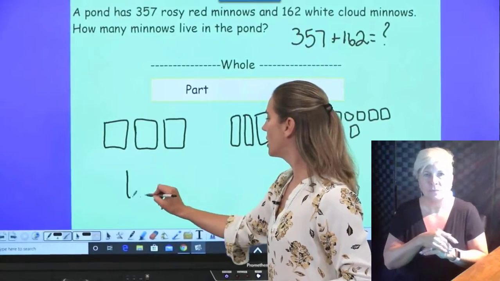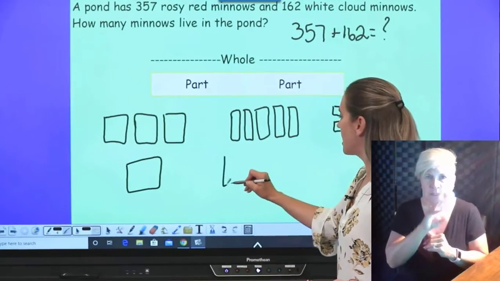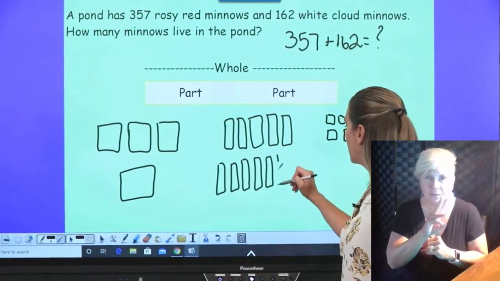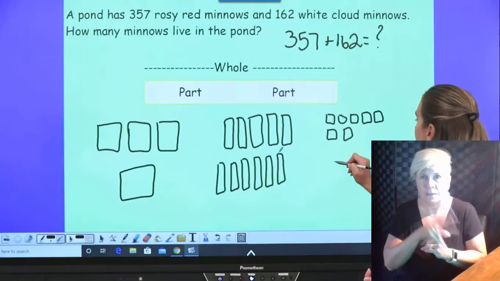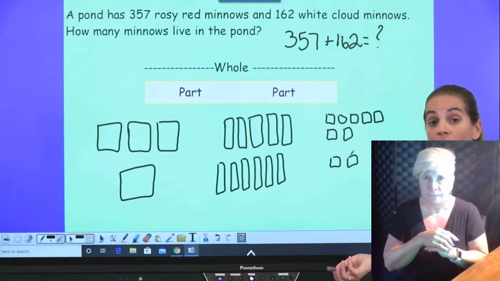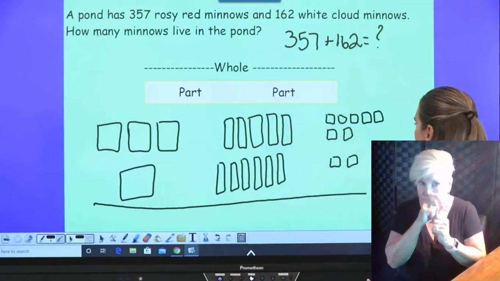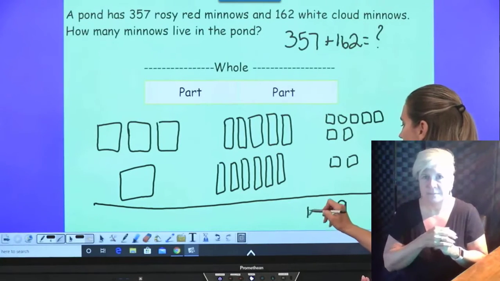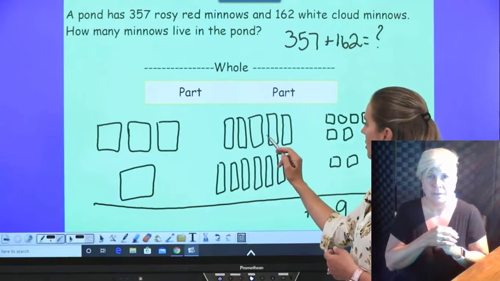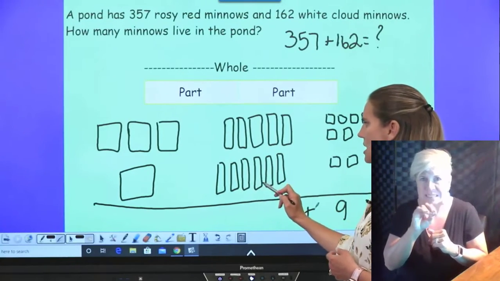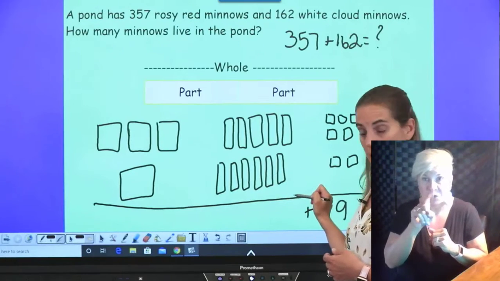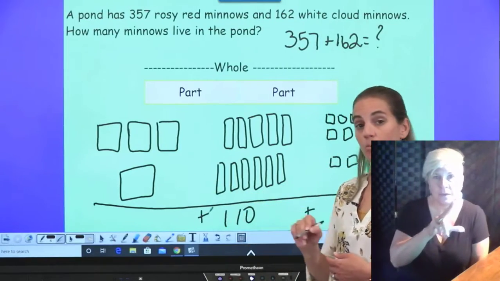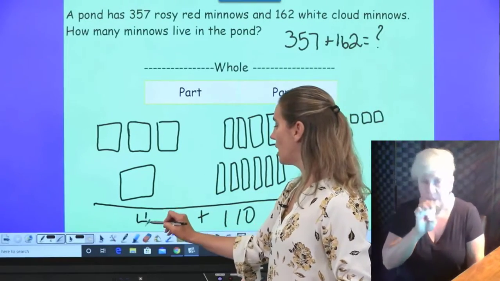Now I need to represent 162. All right, here's 100. And I'm going to do 6 tens. 1, 2, 3, 4, 5, 6 tens. And I'm going to do 2 ones. Okay, now all I have to do is add them together. All right, well, let's see. 7 and 2 will give me 9. Ooh, let's look at this one. 10, 20, 30, 40, 50, 60, 70, 80, 90, 100, 110. Okay, let's put that here. And 300 plus 100 is going to give me 400.